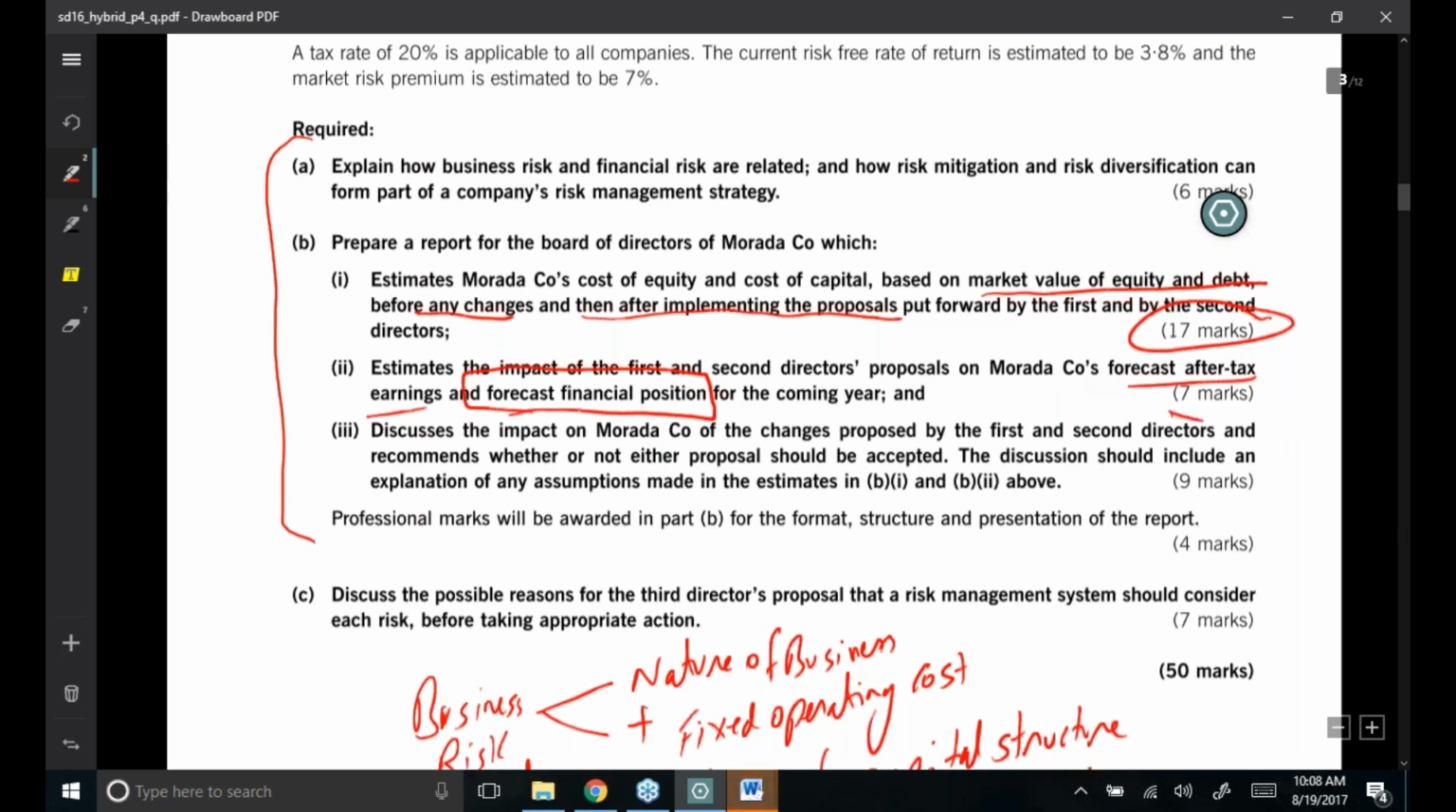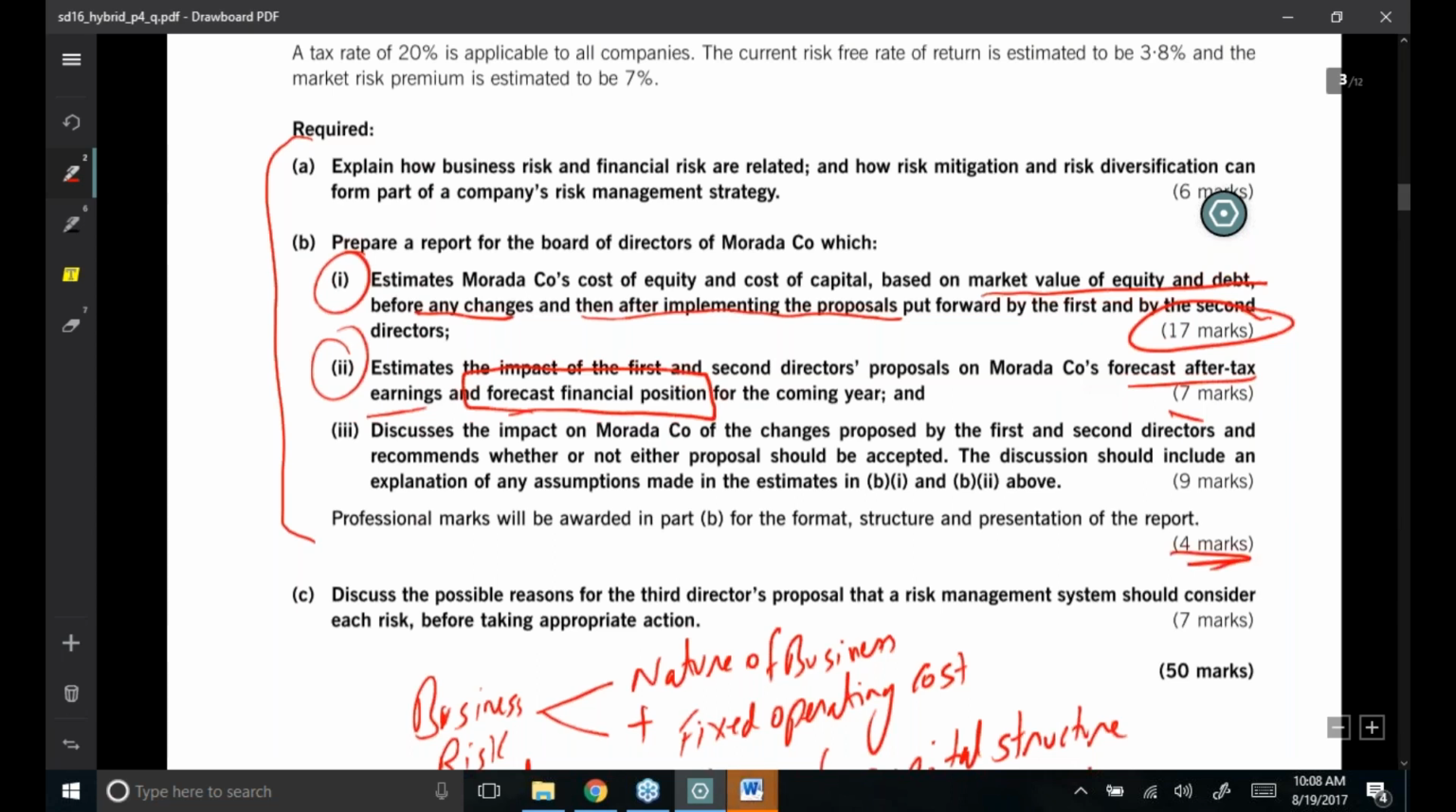And third, discuss the impact on Murata company of the changes proposed by the first and second director. Recommend whether or not either proposal should be accepted. Discussion should include the explanation of any assumption made in part 1 and part 2 of the B part. So the professional marks are available.